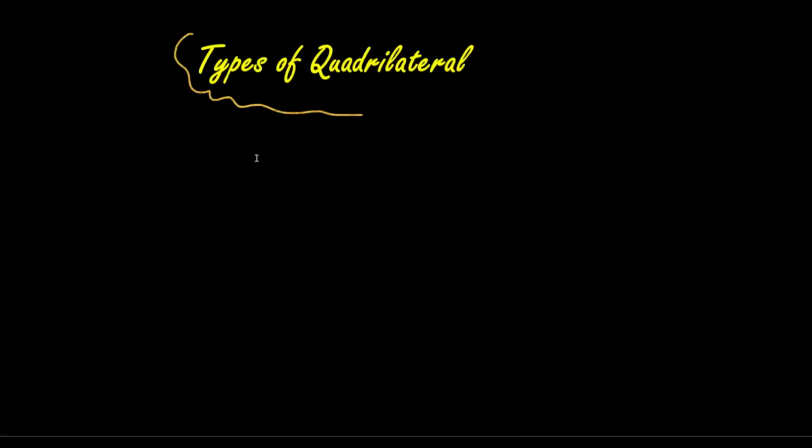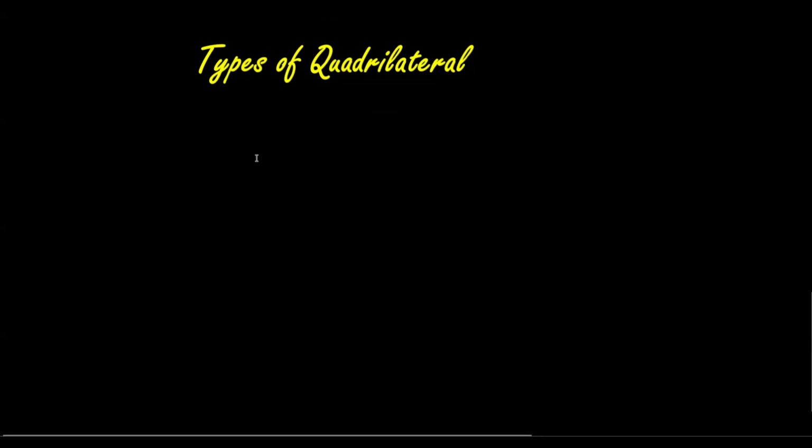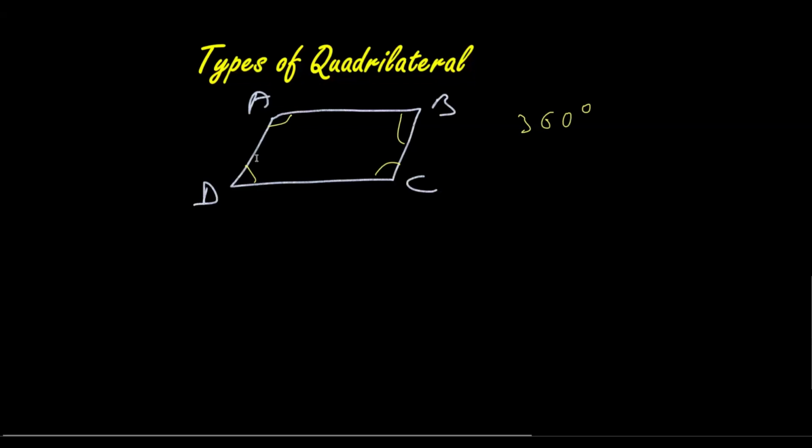In this video, we are going to understand the different types of quadrilateral. The first definition that comes to our mind when we talk about a quadrilateral is that it's a four-sided closed figure, right? And what else do we know? The sum of all four angles of this quadrilateral is 360 degrees.